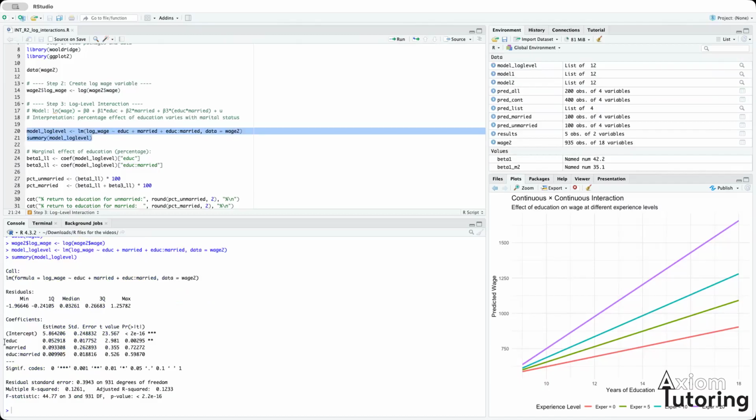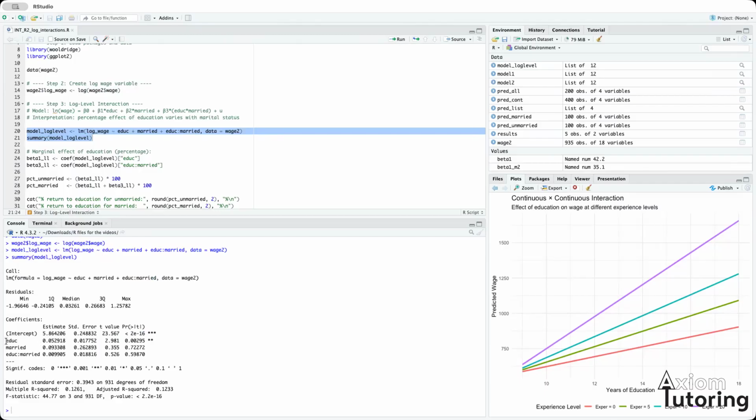So we see that education is highly statistically significant in here. Unfortunately, married and education:married don't look like they are statistically significant. But keep in mind that the actual interpretation in here, the syntax being the same, the interpretation will have to change because the dependent variable is a log wage. So now the coefficient on education is the percentage effect, not a unit effect.